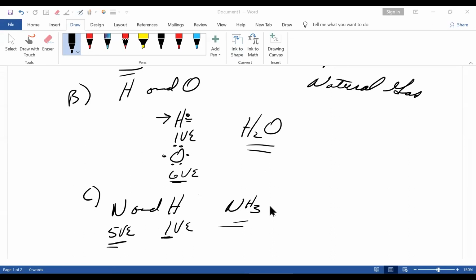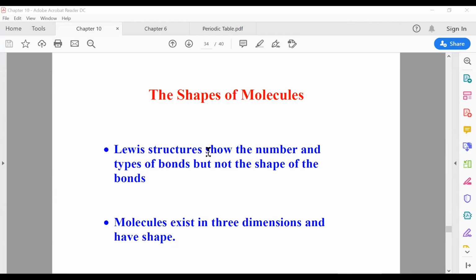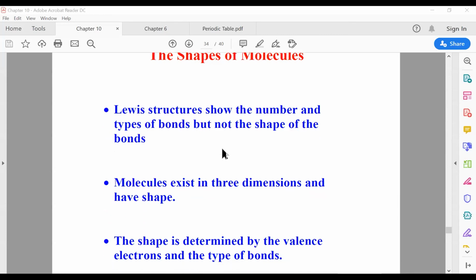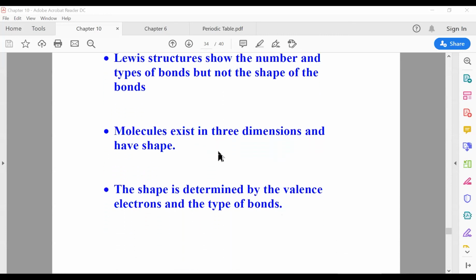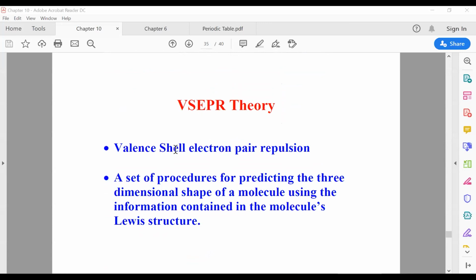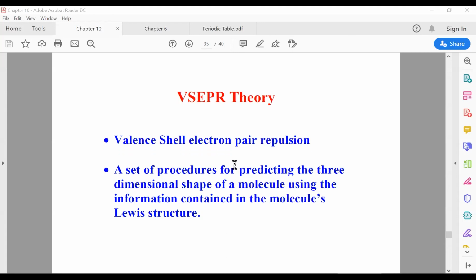Now, click. I've just turned off the switch. Will this be on a test? I just want to cover this briefly. Now, molecules have shapes. They exist in 3 dimensions, just like your hand has a shape, or the pen you're using, or pencil, if you're taking notes. And Lewis structures don't tell you the shape of molecules, and the shape is determined by valence electrons and the type of bonds. This is determined by what's called VSEPR theory, which is valence shell electron pair repulsion. And that is pairs of electrons, including non-bonding pairs, want to be as far apart from each other as possible. And that determines the structure of a molecule.